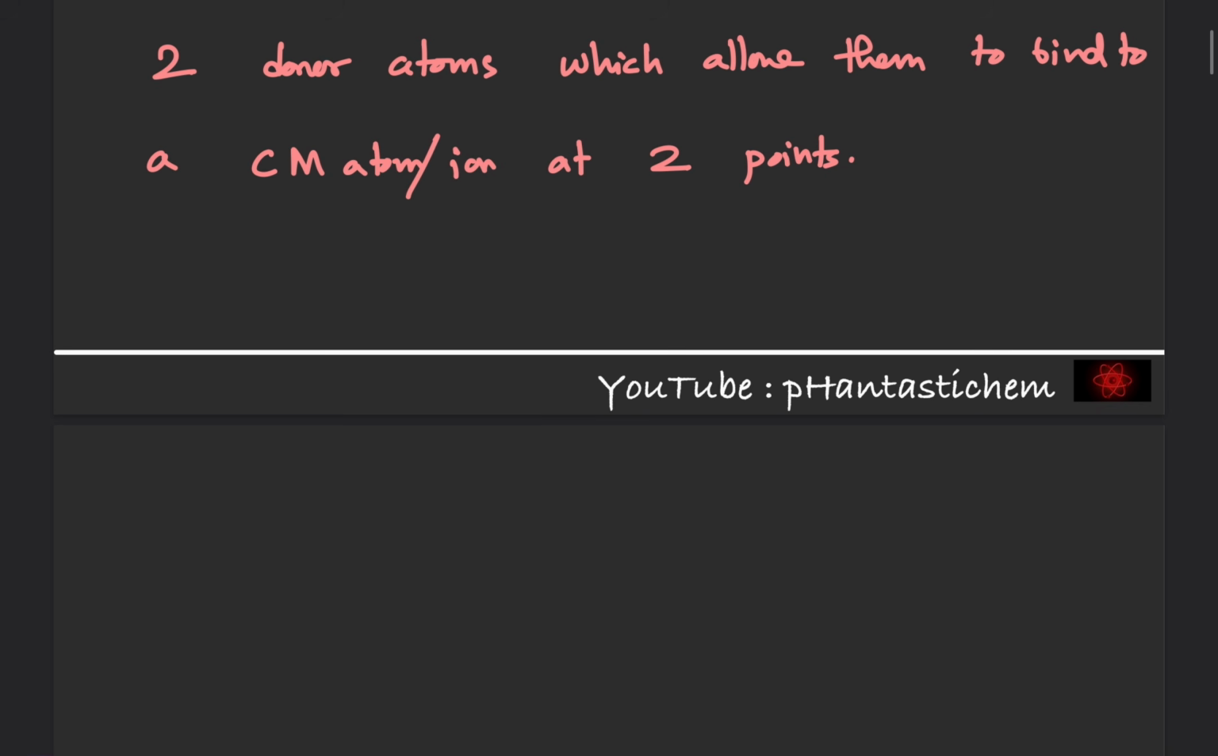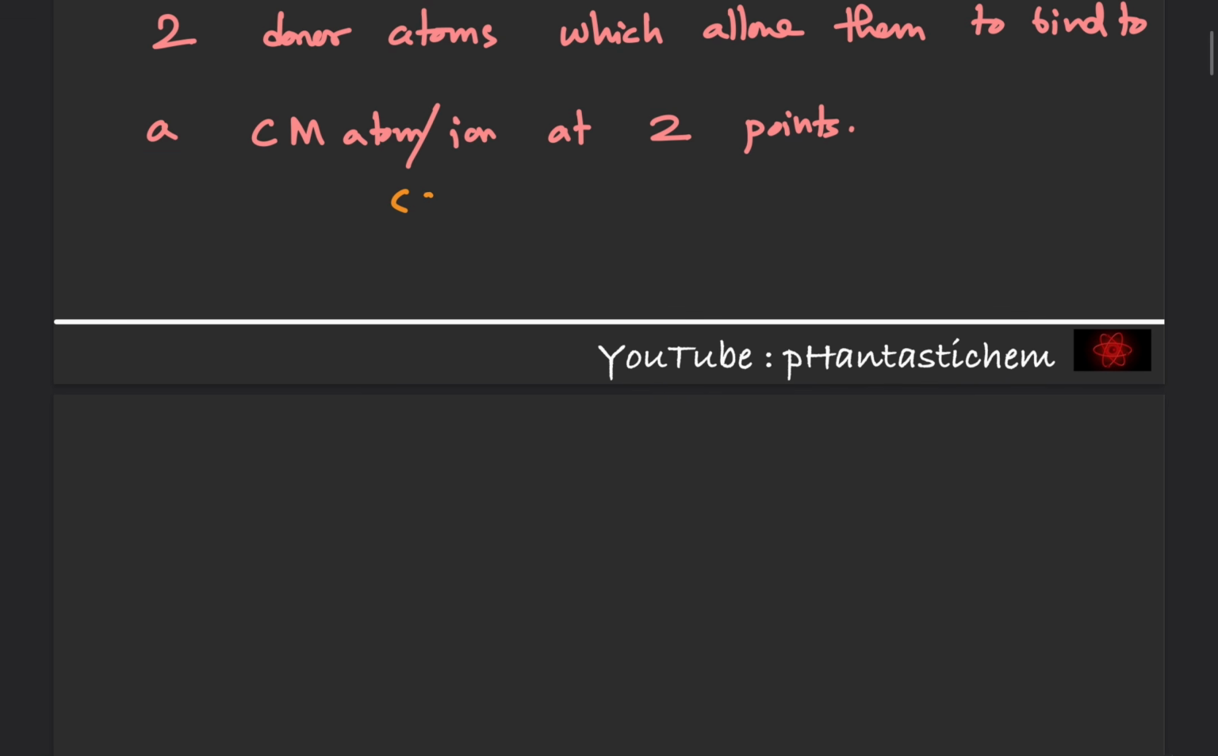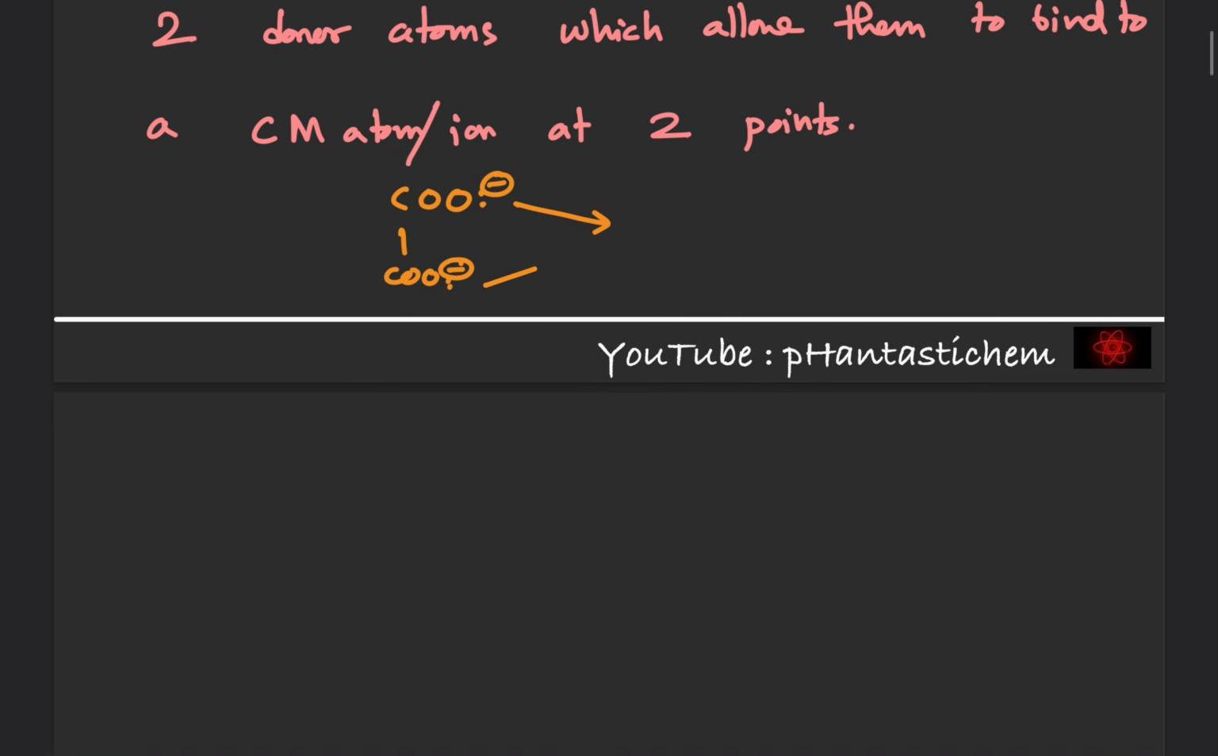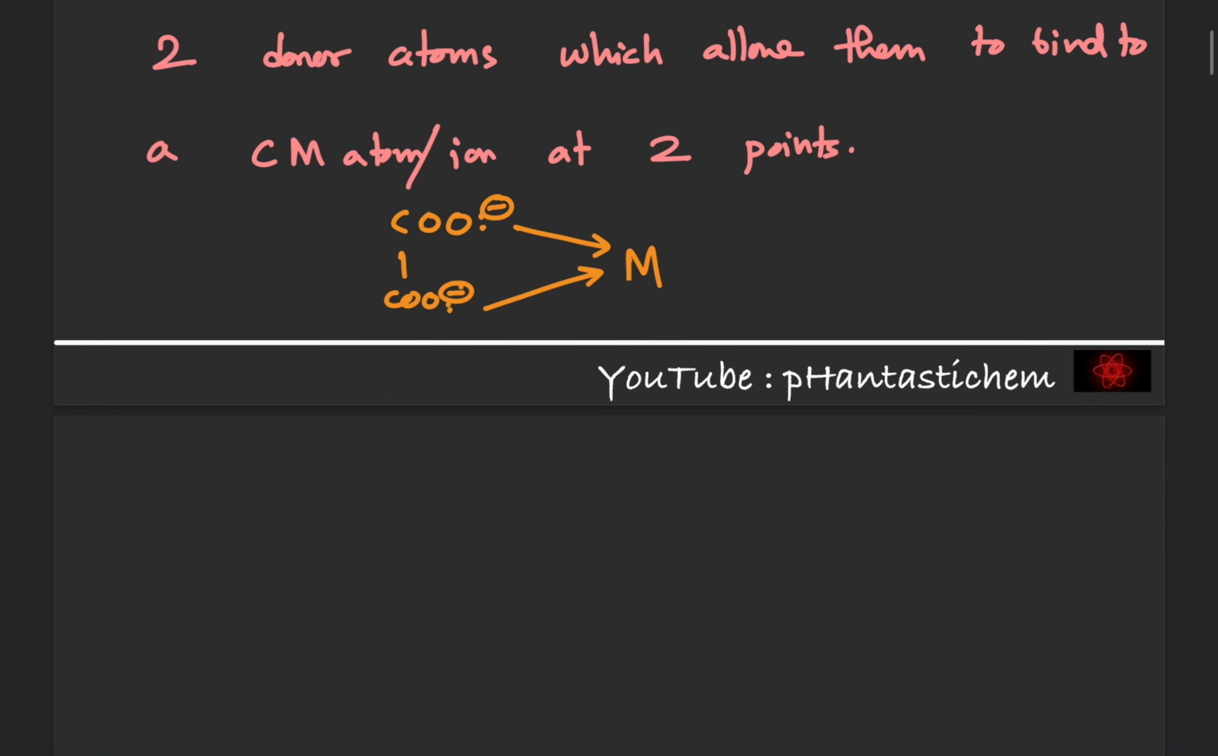With respect to the diagram, I can show it to you. COO-, COO-. You can see it has two donor atoms, oxygen and oxygen, which bind to the central metal atom or ion at 2 points. This is one coordinate bond, this is the other coordinate bond that it forms.